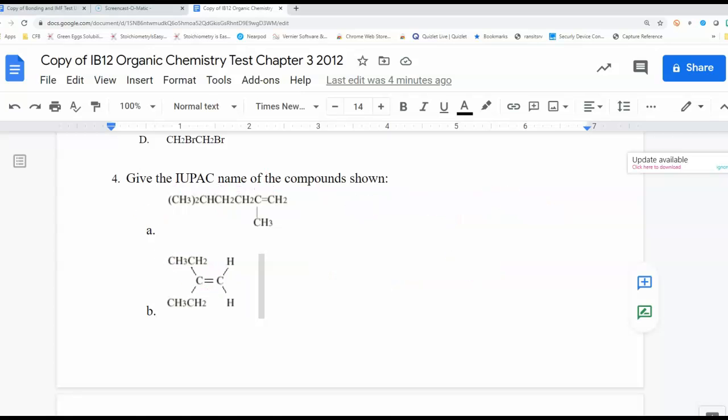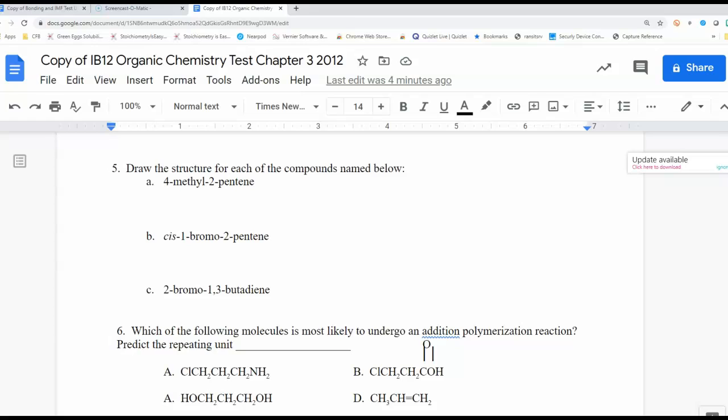Okay. Going on, number 5, draw the structure for each of the compounds named below. Okay, so I have 4-methyl-2-pentene. Okay, so I have CH3. Let's make sure I can write on my paper. There we go. I have CH3, CH double bond to CH. That's where the double bond is on the second carbon. Then I'm going to have a CH2. Actually, I won't have a CH2 because there is a methyl group coming off of that right there. And then I have a CH3. So that is that one.